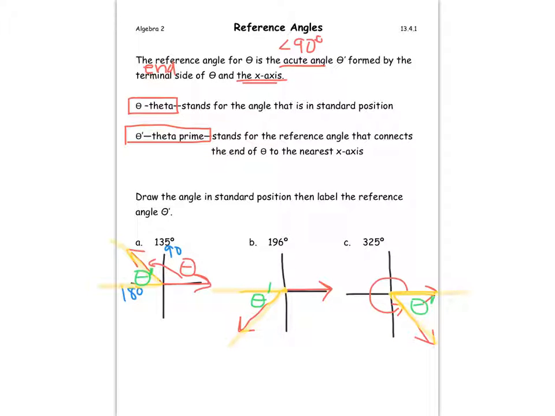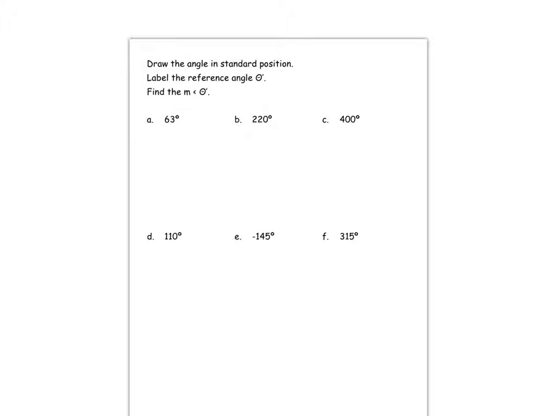Okay, so what do we do with theta primes? Well, first we're going to have to find out how big they are. So we're going to add one more step. We're going to draw the angle in standard position. 63 degrees is smaller than 90, so it's going to stay right away in the first quadrant. We're going to label the reference angle, between where we stopped and the closest x-axis, right over here. Then we find the measure of that reference angle by subtracting the two measurements we have: the measurement where we stopped, 63 degrees, and the measurement of the x-axis we're touching, which happens to be 0. So we're going to subtract 63 minus 0. I know that seems really silly to do, but that's the process. So theta prime is 63 degrees on this picture.